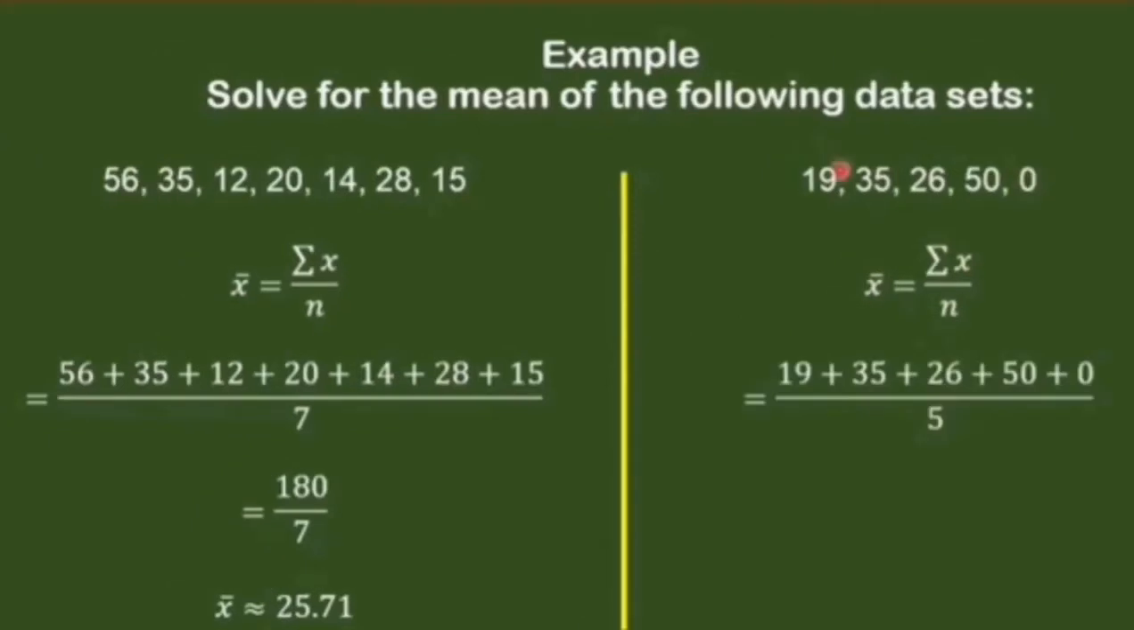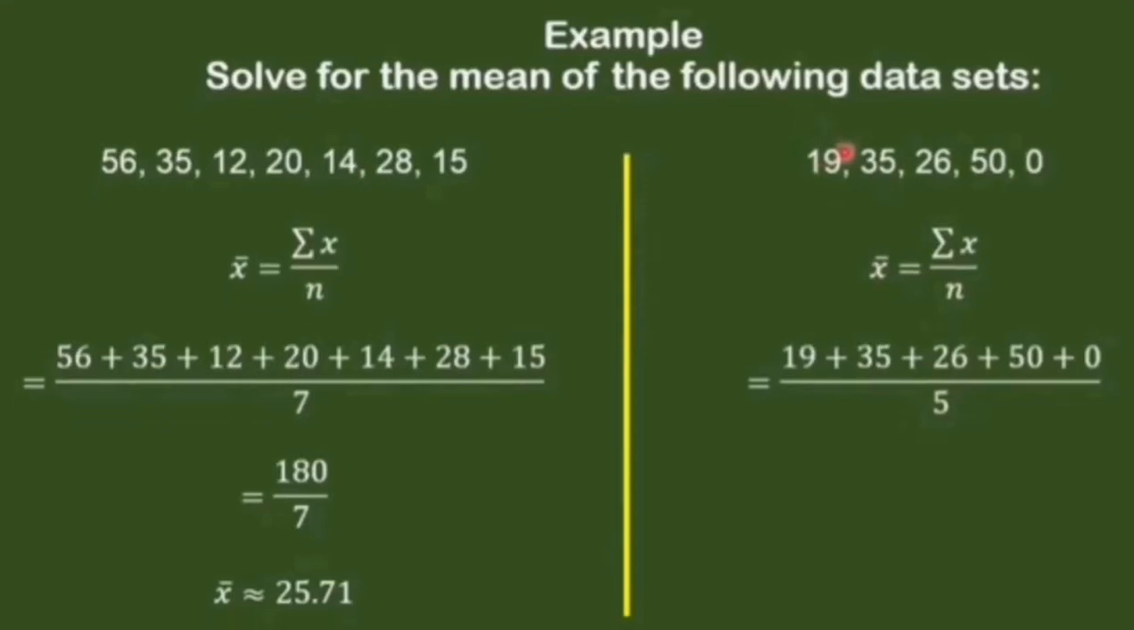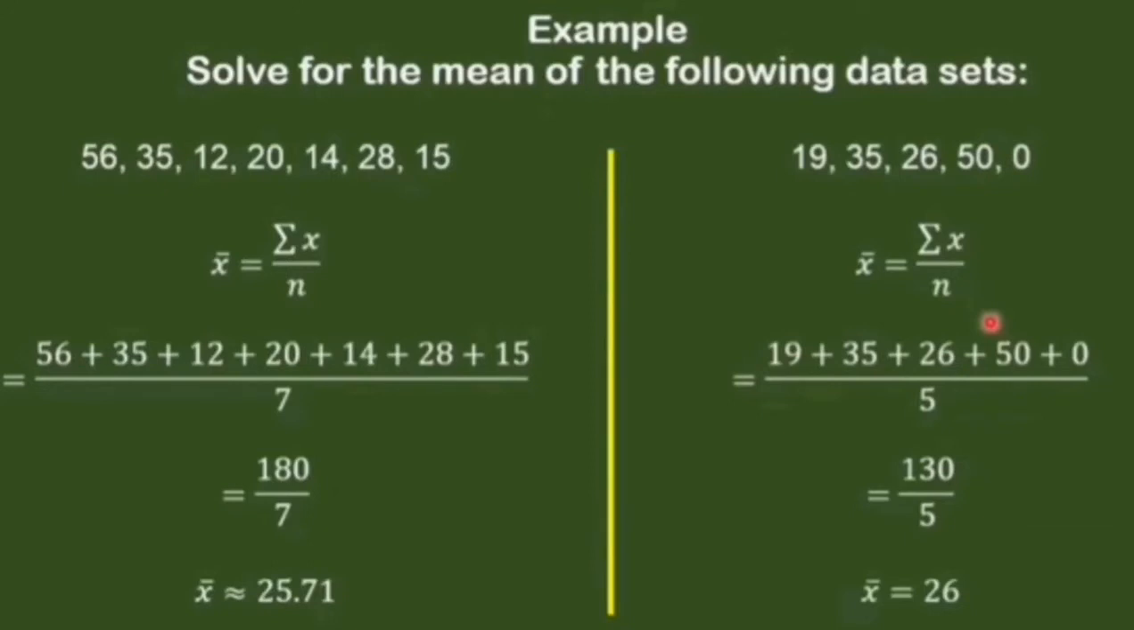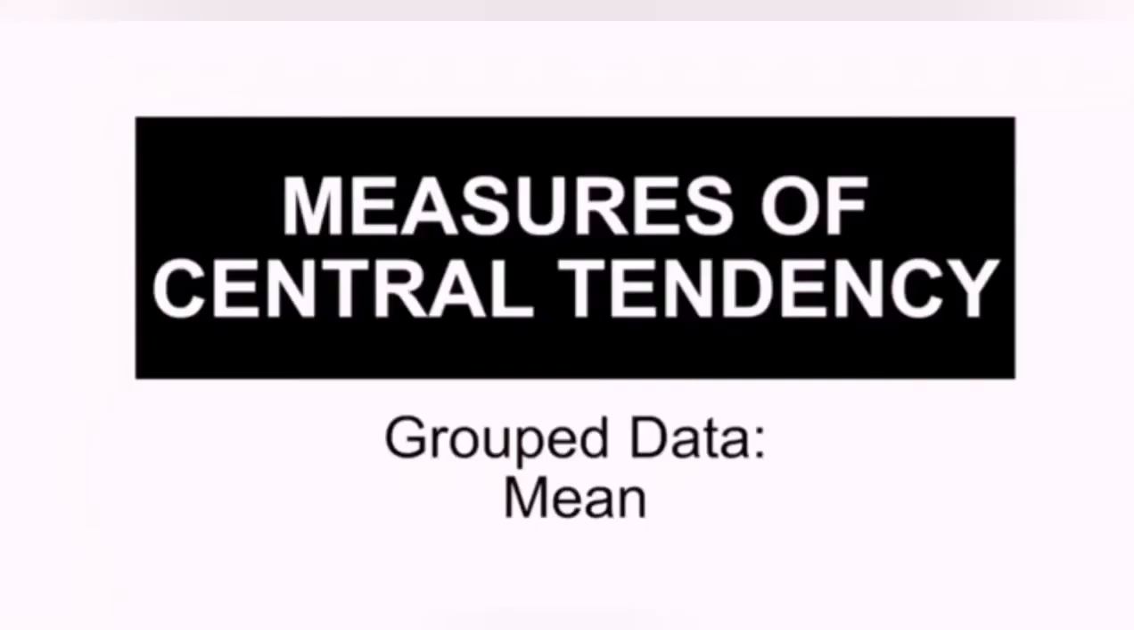If you are wondering if you need to include the 0 in the data set, since we added 0 to the data set, we need to put 19 plus 35 plus 26 plus 50 plus 0 divided by 5. That gives us 130 divided by 5, which is 26. And that is how you calculate the mean of ungrouped data. The next topic will be about the mean of grouped data.